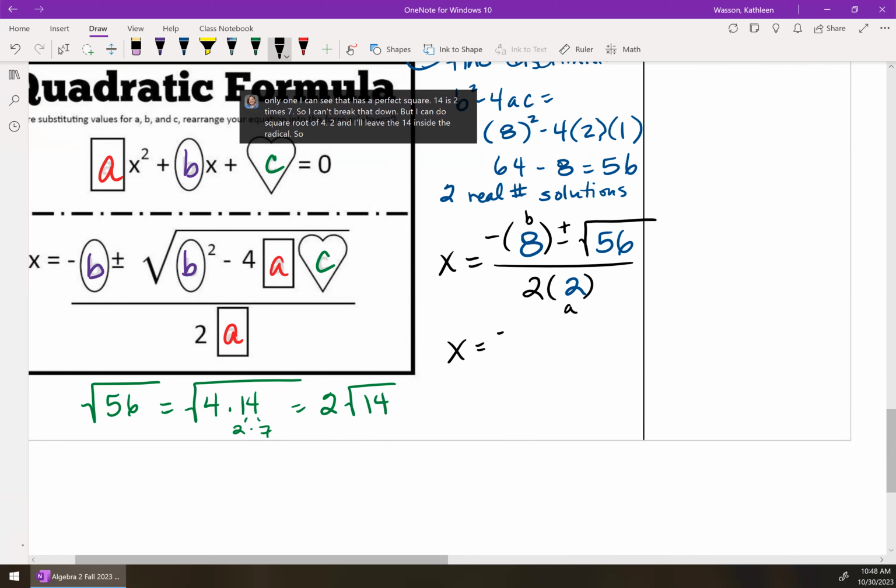So I have negative 8 plus and minus, instead of square root 56, I'll write 2 square root 14. This is divided by 4, 2 times 2. I can simplify this fraction if I divide each of these integers by 2. Don't mess with the square root 14. We already simplified that as much as we could. It's just going to stay square root 14 now.